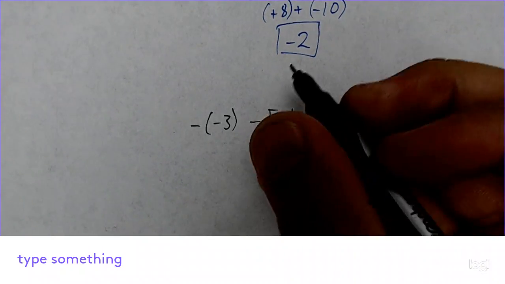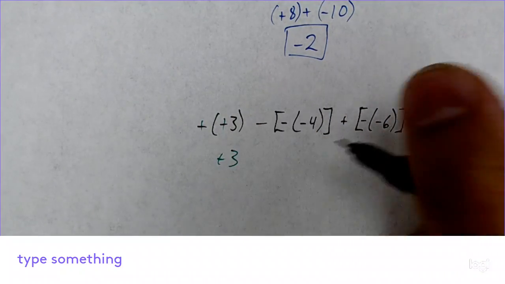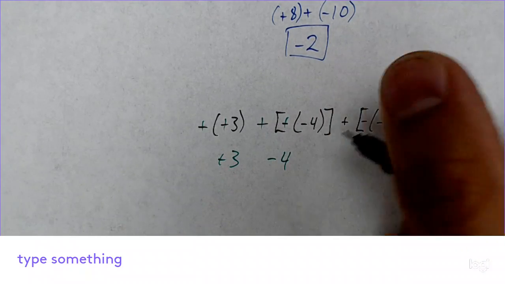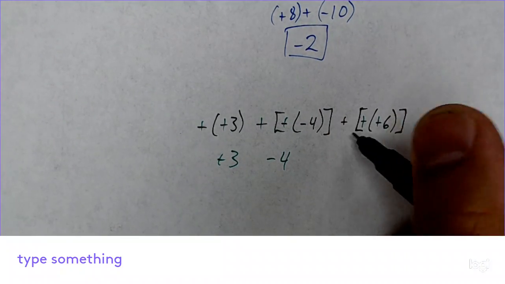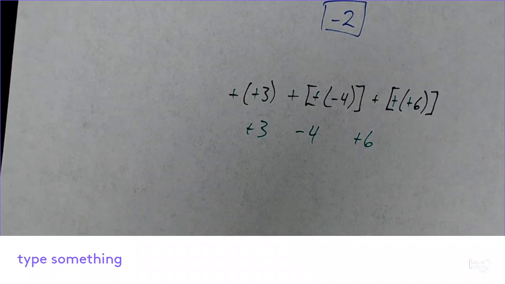So let's start by rewriting. Those two negatives make positive, so that's going to be +3. Let's see here. We've got 1, 2. And then the third one makes -4. 1, 2, plus, okay, hey, that's just +6. Great, I've simplified those and rewritten them.